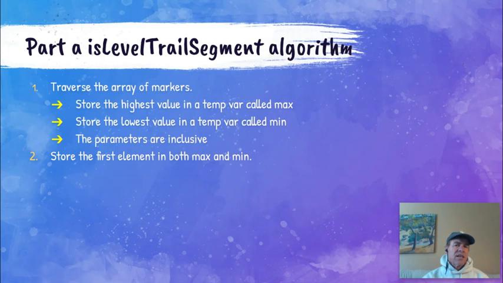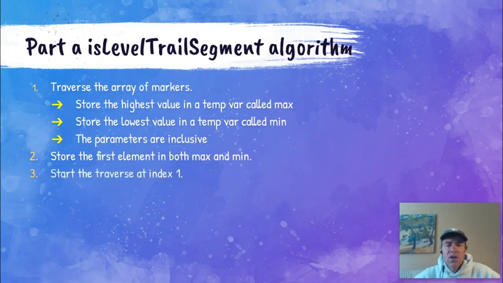What I'm going to do is set the first element at start to both max and min. I don't know if the trail is starting at the top of Mount Everest or starting at the lowest point in Death Valley. I'm going to put both of them. If there's only one segment, they're both a max and a min. So the first element, markers at start, is going to be assigned to both max and min.